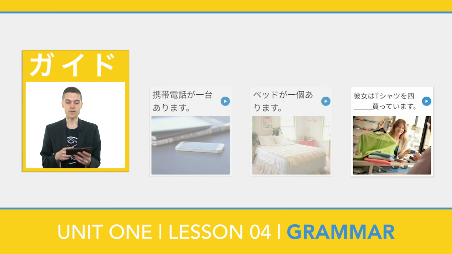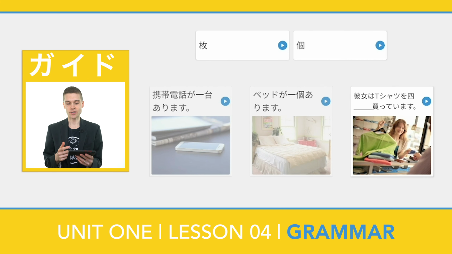So in this image here, you can see she is buying a t-shirt. So kanojo wa t-shatsu wo yon. Now we need to say yon mai for this one because a shirt is a flat item when you put it on its side. So it is using the mai counter. And then you can see here, it's following the verb kattemasu, to be buying. So let's click on mai.